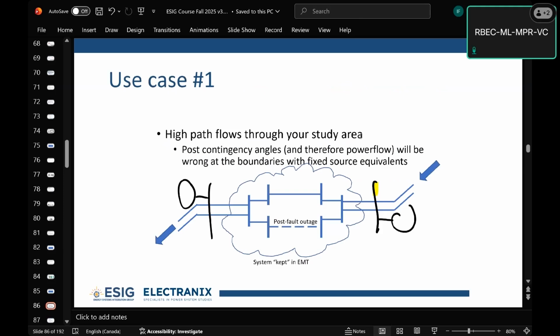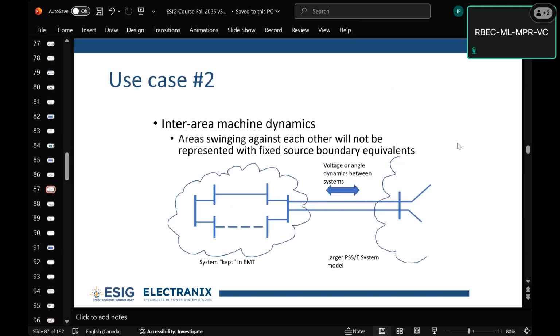If you have inter-area machine dynamics, so you have one area, like for example the Panhandle in Texas, and then there's a mode that interacts with somewhere in the middle of ERCOT's system that it can move against each other, then you can't represent that with fixed boundary equivalence. Again, you might need to use co-simulation. But keep in mind, you would only do that if you care about that oscillation, right?